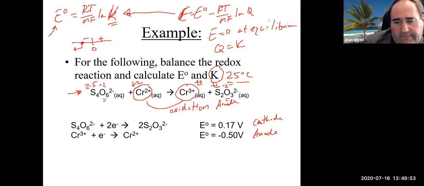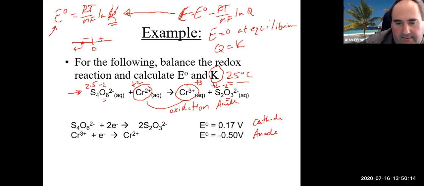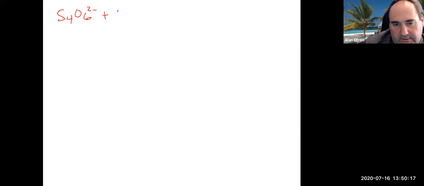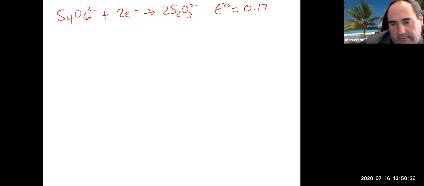All right, so now that we have our anode and cathode, that also helps us determine what we need to flip around. If we take our cathode, which is S4O6 2- plus our two electrons, going to 2 S2O3 2-, E naught here would be 0.17 volts.